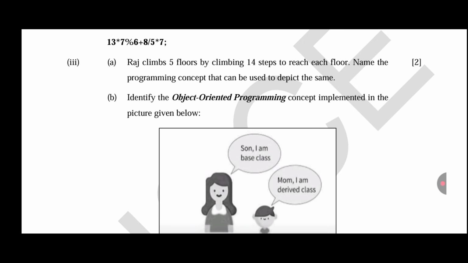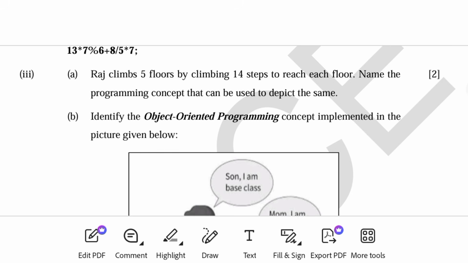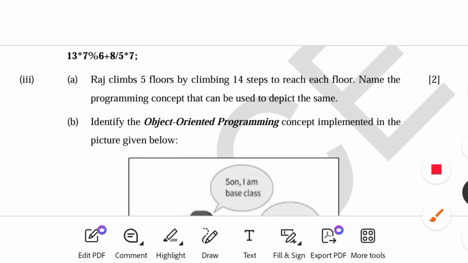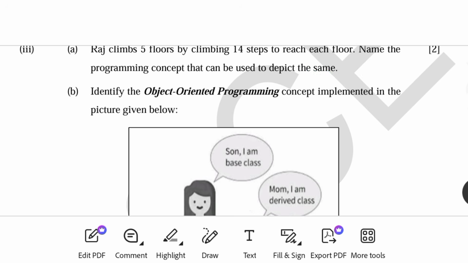Let's go for question number 3. Raj climbs 5 floors by climbing 14 steps to reach each floor. Name the programming concept that can be used. It is quite simple. There are 5 floors. So these 5 floors will work as an outer loop, and the 14 steps will work as an inner loop. So with an outer loop and inner loop, there is a concept of nested loop.